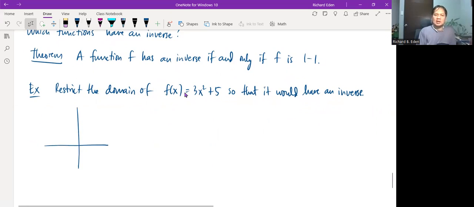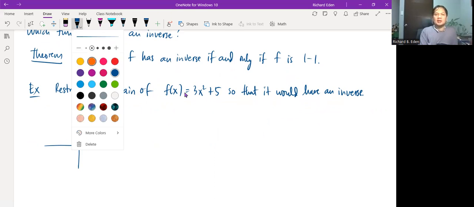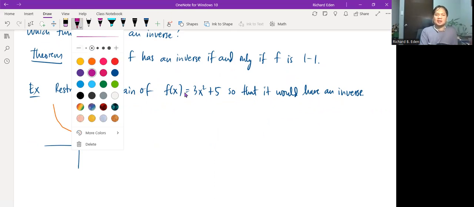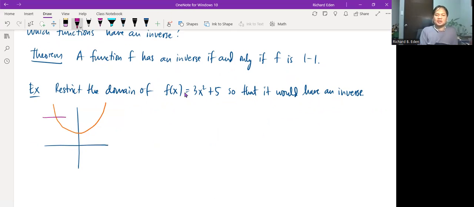Well, from the fact that we just pointed out, the function should be 1-to-1. But the graph of f of x equals 3x squared plus 5 originally looks like this. It's not 1-to-1 because it's going to fail the horizontal line test. So, you know, 2 points of intersection.